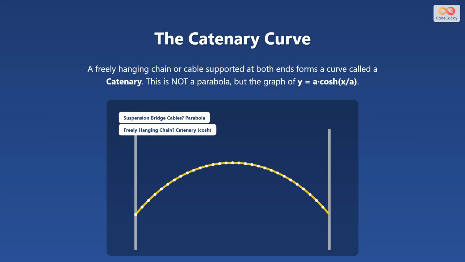You might wonder where we use this in real life. The most famous application is the catenary curve. When a cable or chain hangs freely between 2 points under its own weight, it does not form a parabola. It forms a shape defined by the hyperbolic cosine function. Architects and engineers use this to design self-supporting arches and suspension bridges.